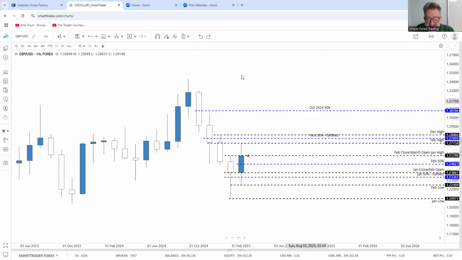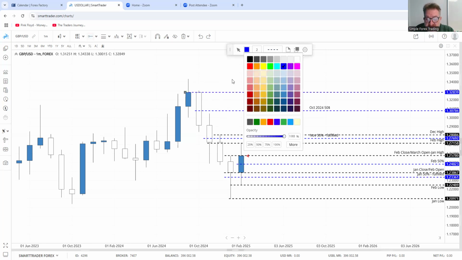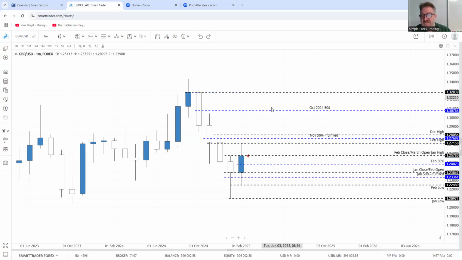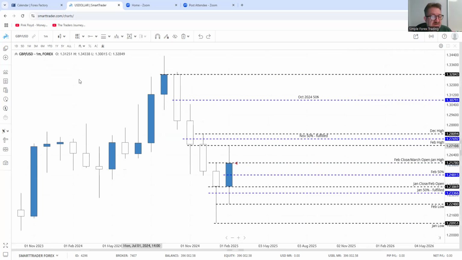That's all I'm saying. So now we have a close and open here. Don't need to label it right now. It's enough. So yeah, we got everything right. So how does this look on a lower time frame? Well, let's have a look.